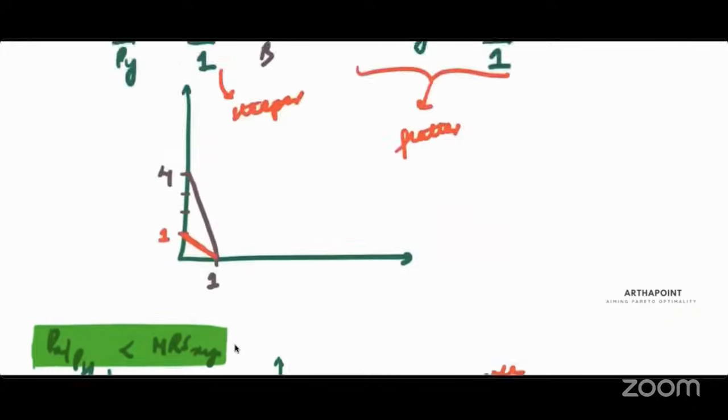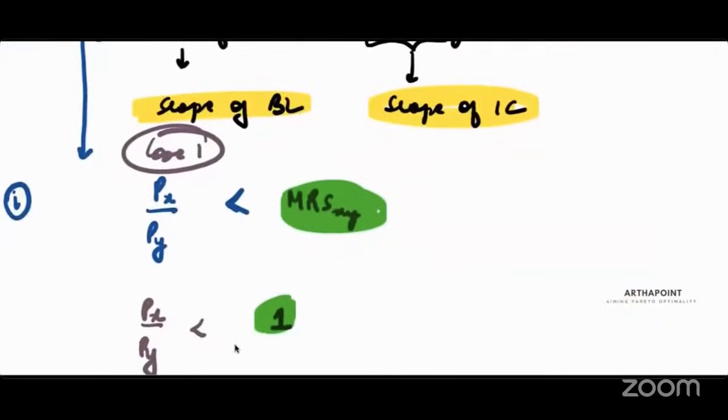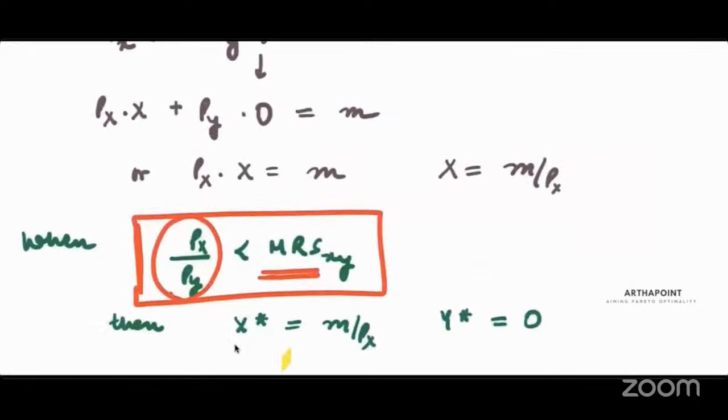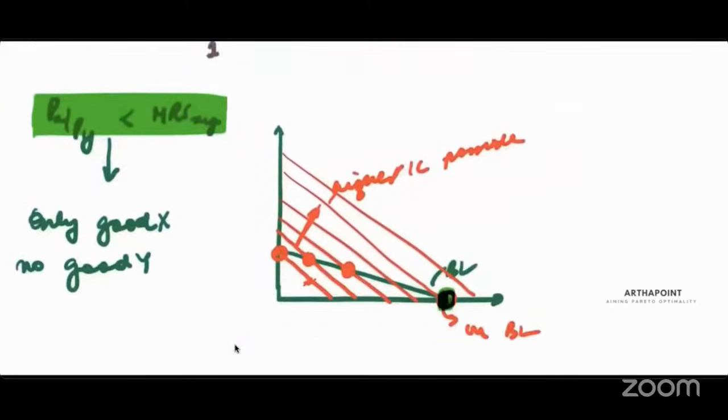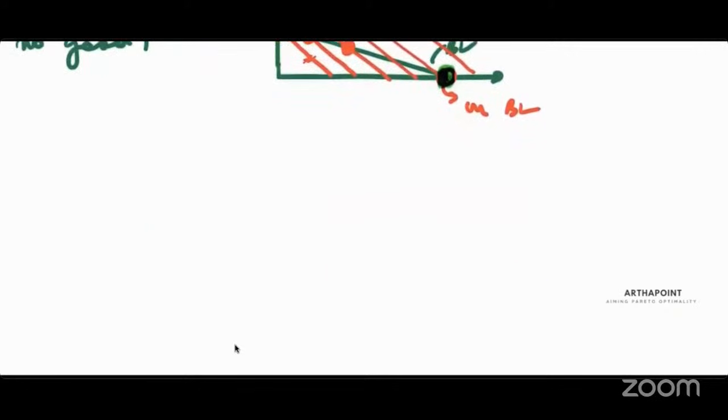Well, exactly what we analyzed mathematically. When Px by Py was less than MRS XY, the price of good X was less than the price of good Y, and I was consuming only good X. And in that case, my consumption of good X was M by Px. Exactly what we interpreted. So we have got the same thing diagrammatically also. Now let's reverse this. Case 2.